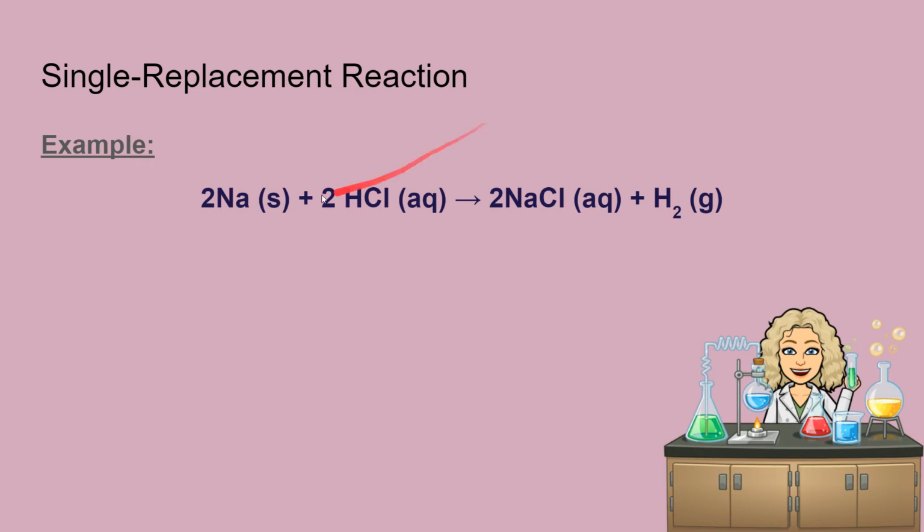This is an example. So I've got sodium plus hydrochloric acid. After those guys combine, we get sodium chloride and hydrogen. So as you can see here, sodium replaced the hydrogen. So sodium was single, hydrogen was with chlorine, sodium replaced hydrogen, and now hydrogen's by itself. And I've got a little drawing here just to kind of show you exactly what happened. You might want to add that to your notes as well, just so that's in there.